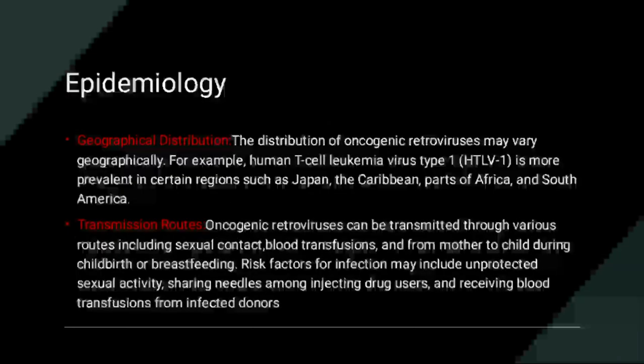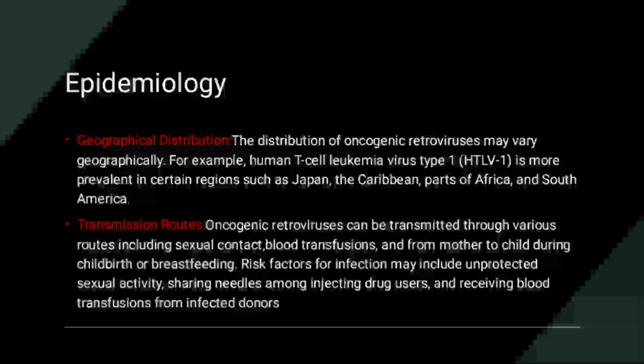Epidemiology, geographical distribution. The distribution of oncogenic viruses may vary geographically. For example, human T cell leukemia virus type 1 is more prevalent in certain regions such as Japan, the Caribbean, parts of Africa and South America. Geographical distribution here means the natural arrangement of the virus across the different regions and locations of the earth.